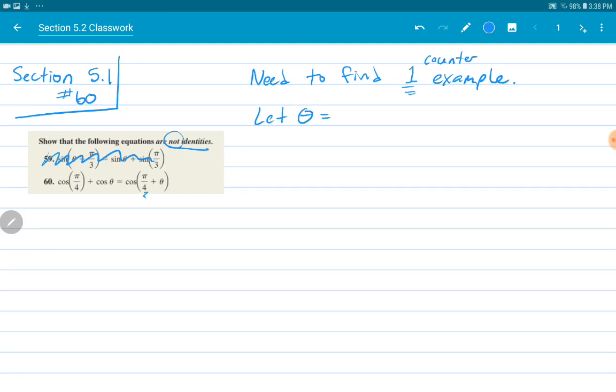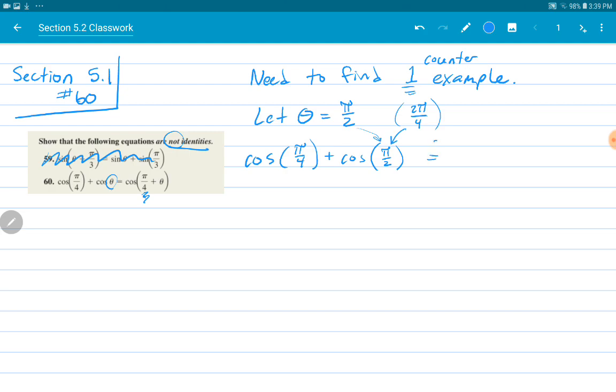One of the angles that I know is easy to add would be, I'm going to let theta equal pi over 2, which equals 2 pi over 4, to make it easier to add to the pi over 4. So I'm going to plug that in and see what happens. So I get cosine of pi over 4 on the left, plus cosine of, I'm plugging in my theta now, pi over 2.